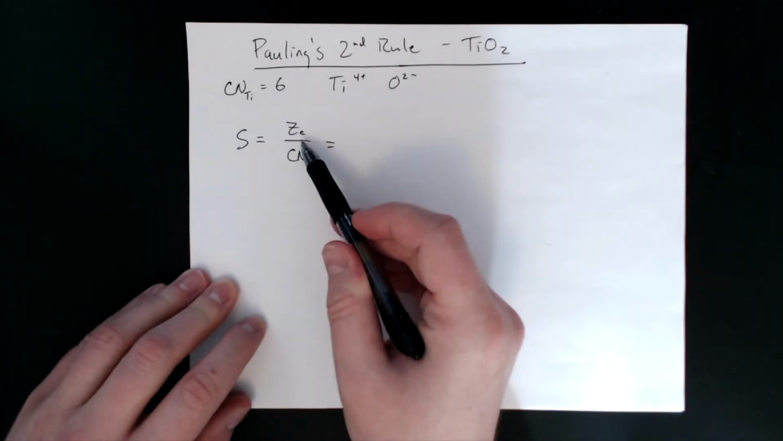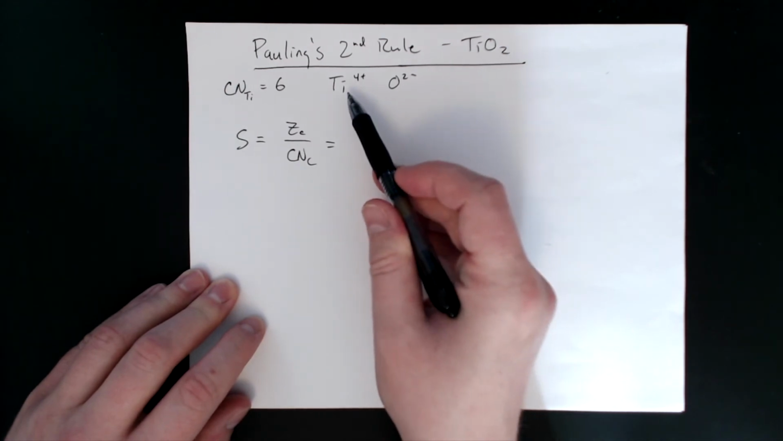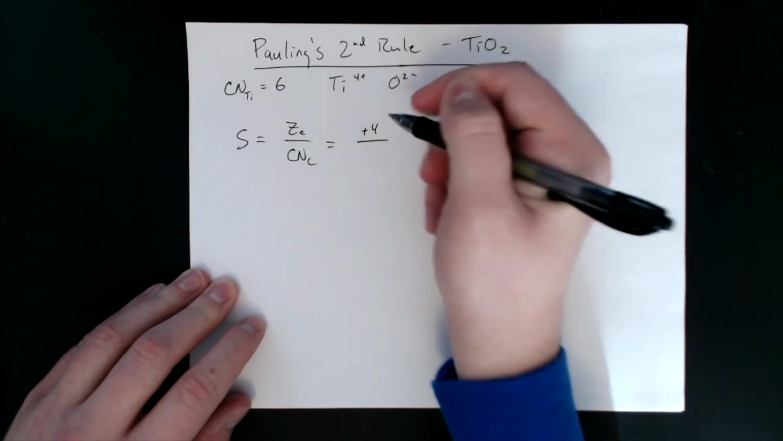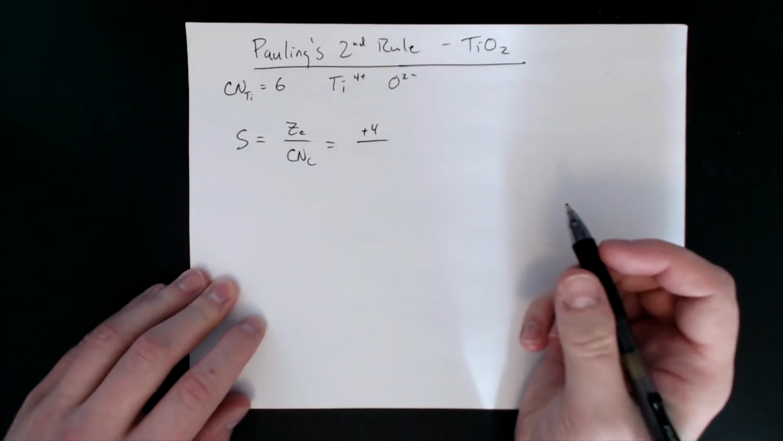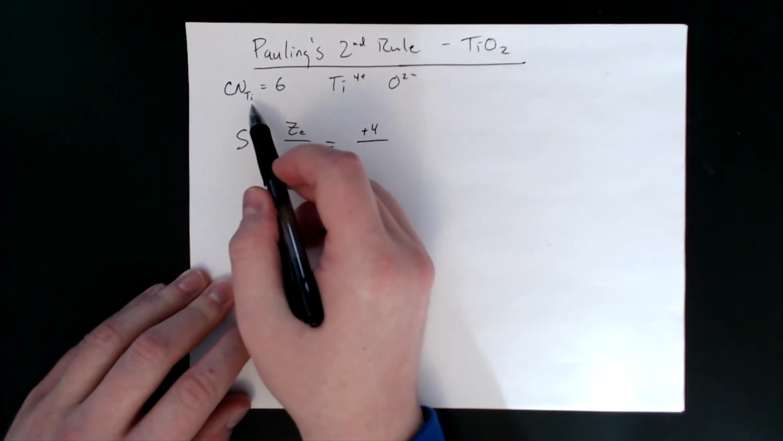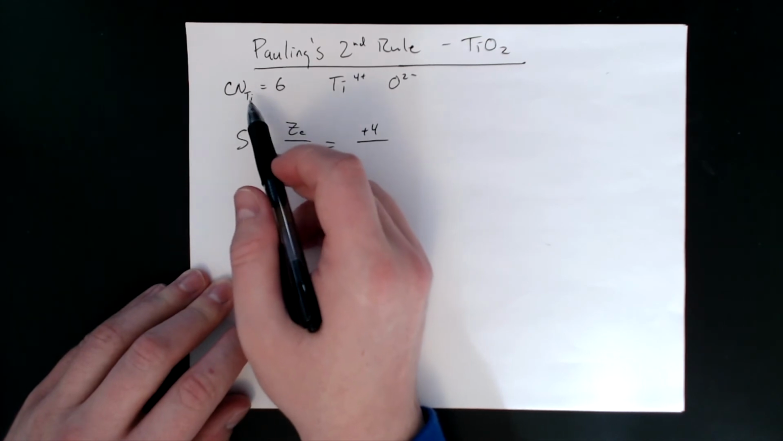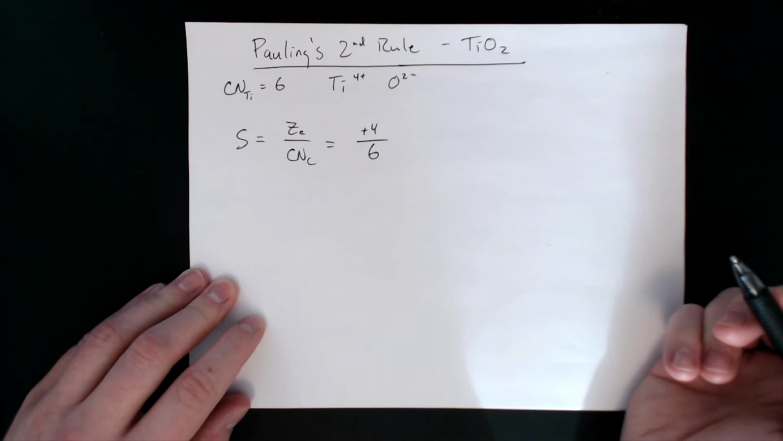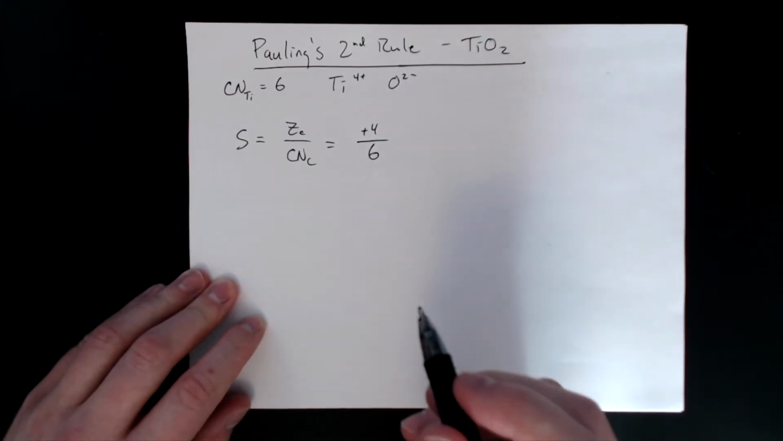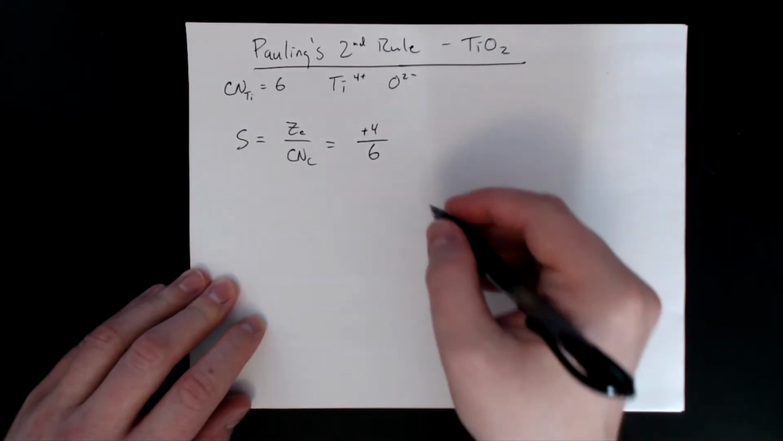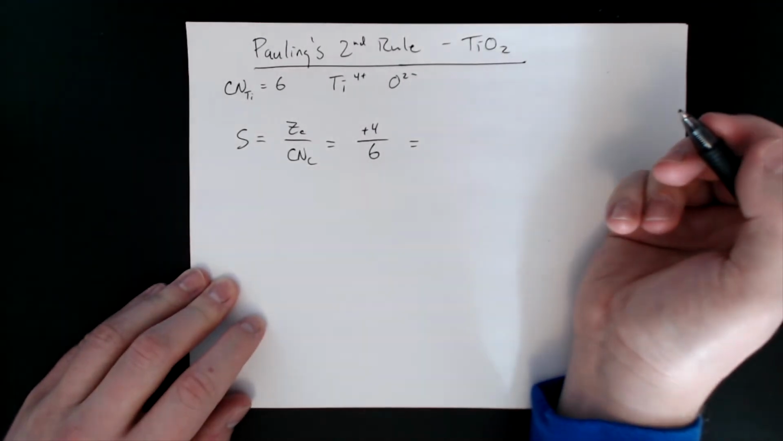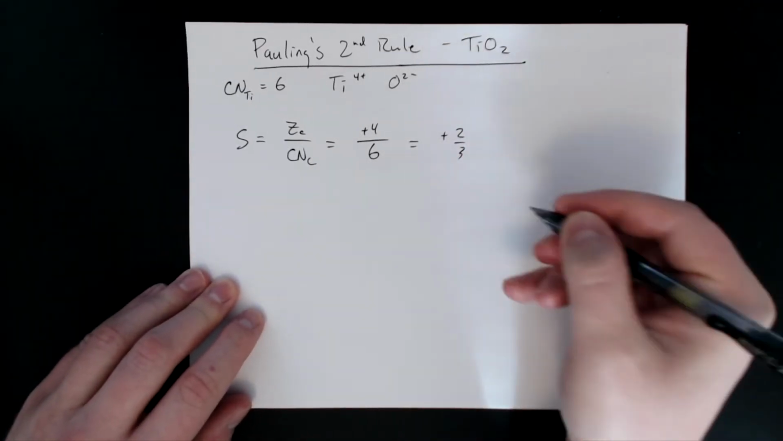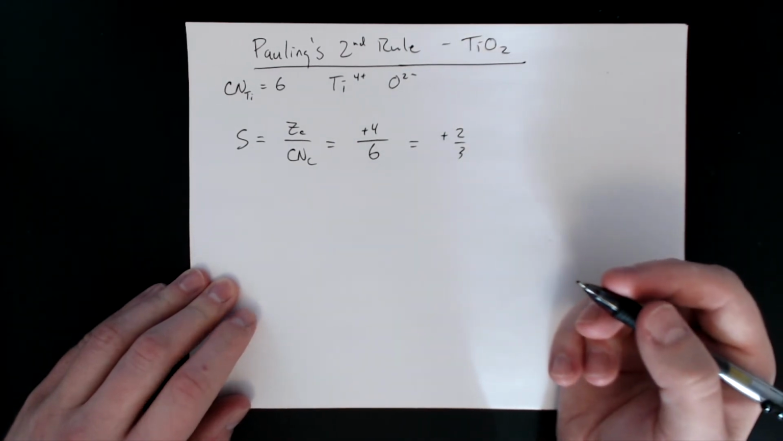The charge of the cation, which is the metal, is titanium, and so we know that the charge is +4. And then the coordination number, which we're given in this case, but if we weren't, we could apply Pauling's first rule to predict that. And so we get 6, right? It's not tricky math-wise or anything like that, just a quick expression to give us the bond strength. So that gives us 2/3, if we reduce it.